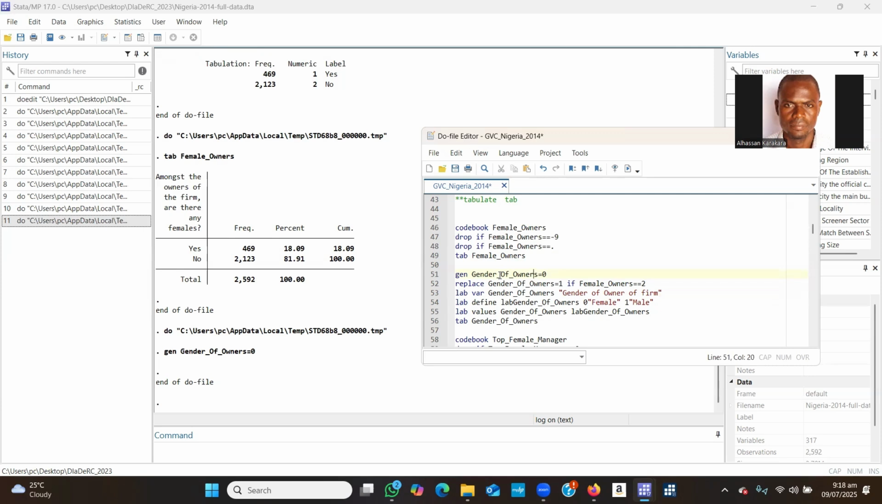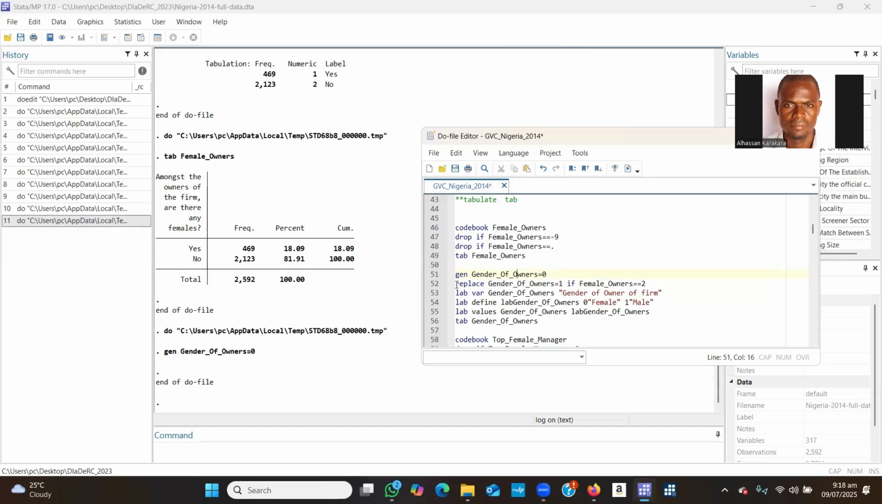If you have more than 2 categories, then you could have 0, 1, 2, 3, up to the nth number of the categories that you have. So for this gender, I have only 2 categories, male and female. The first one, generate gender of owners equals 0, means that is the reference category, the first category. It could be male or female, depending on what you want to do.